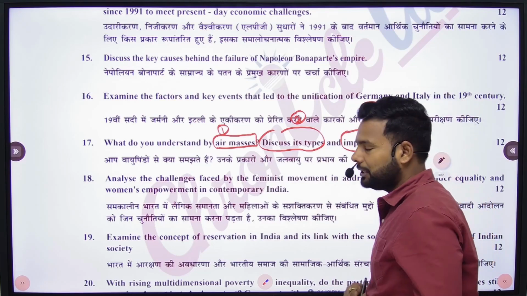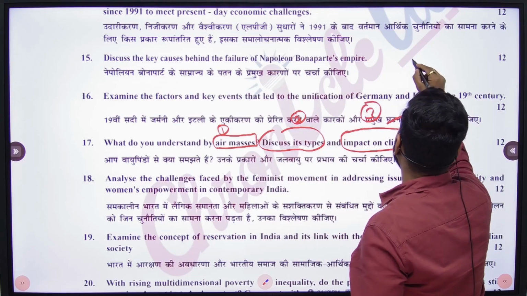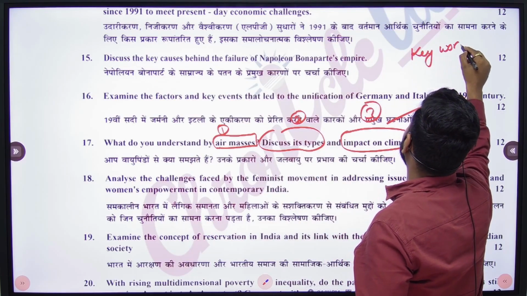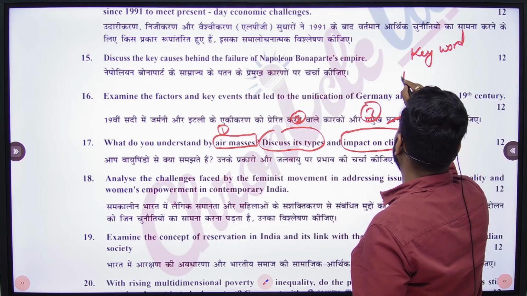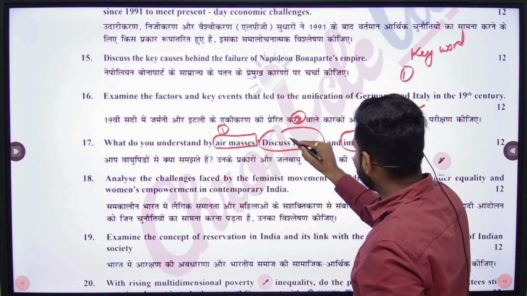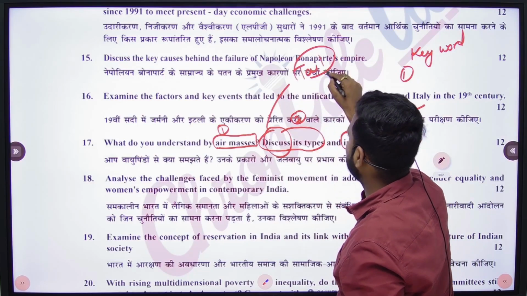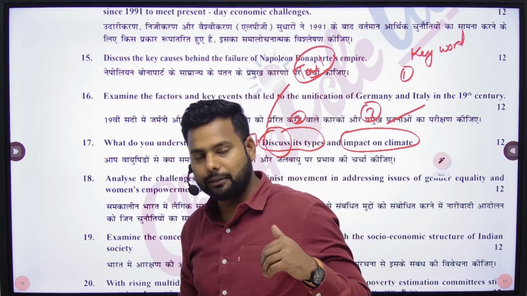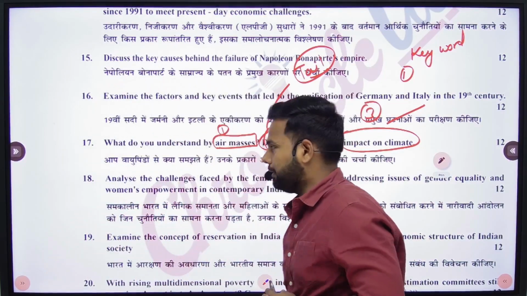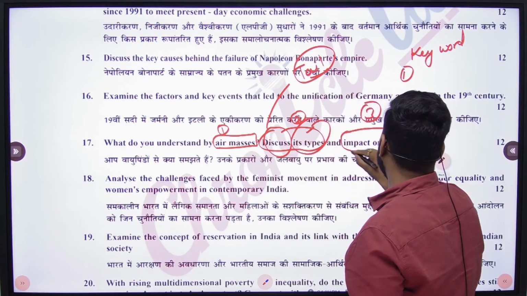So in this question, towards approaching, there are three keywords. The primary keyword is what do you understand by air masses. Second, discuss is the tail word, and in the previous videos we have emphasized the role of the tail word. Okay, so go and watch. Its types and impact on climate.